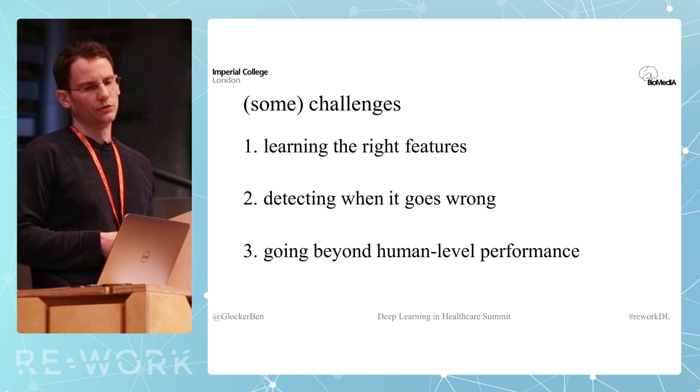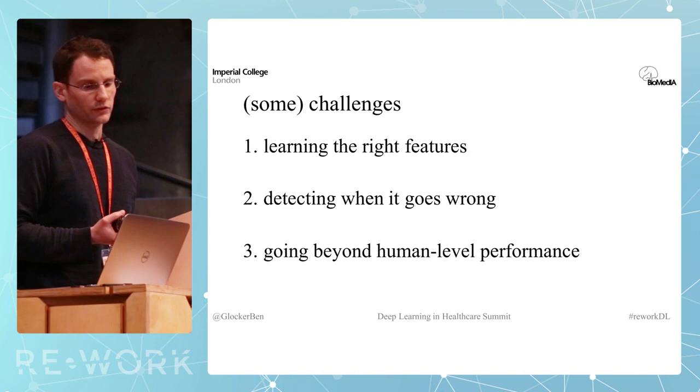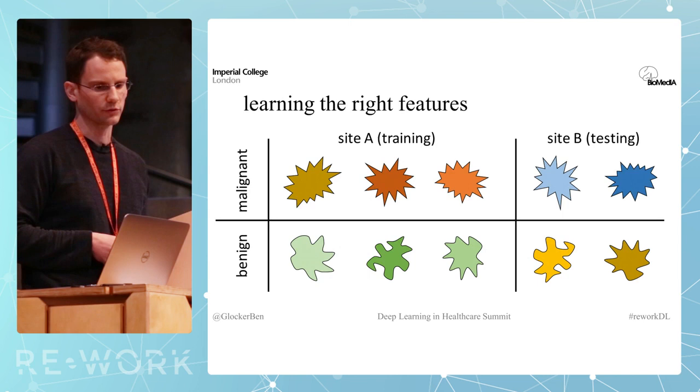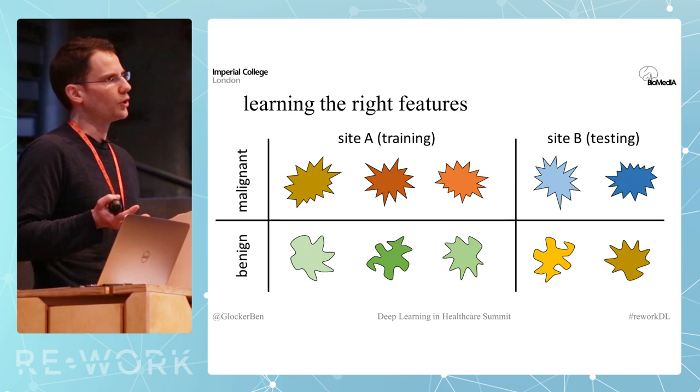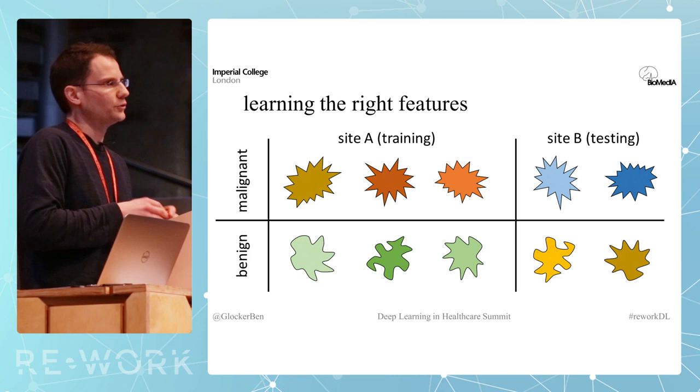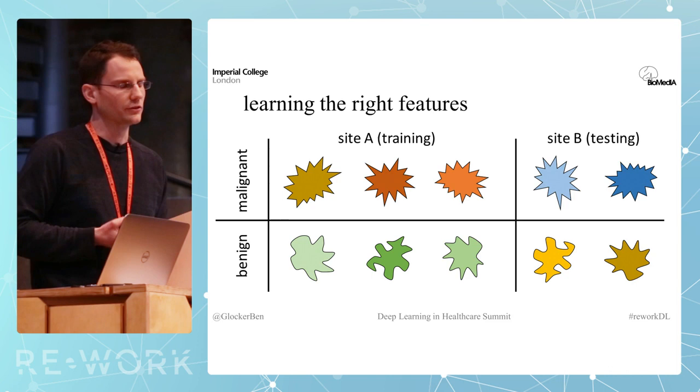So the first one is about learning the right features. The second is detecting when it goes wrong. And the third one is how can we go beyond human level performance. So learning the right features might sound weird in a deep learning context because you would hope that your artificial neural network would just do the right thing, right? So you give it the data. You don't have to worry about handcrafting, designing features. You just let it discover the right features from the data.